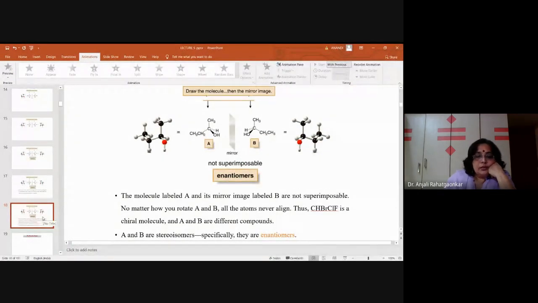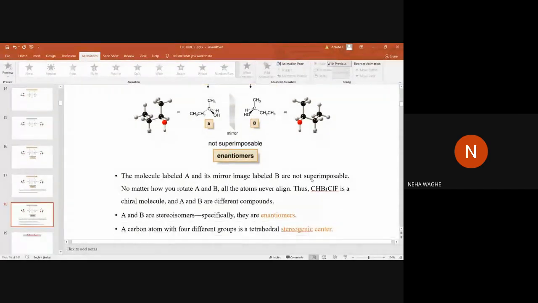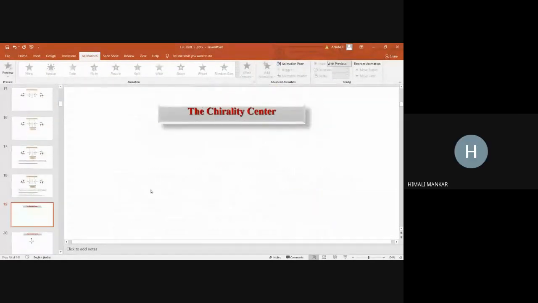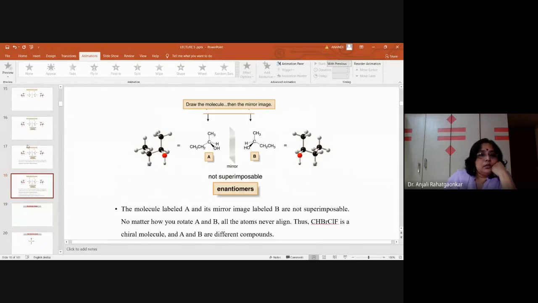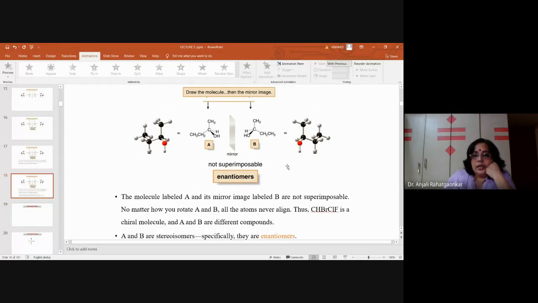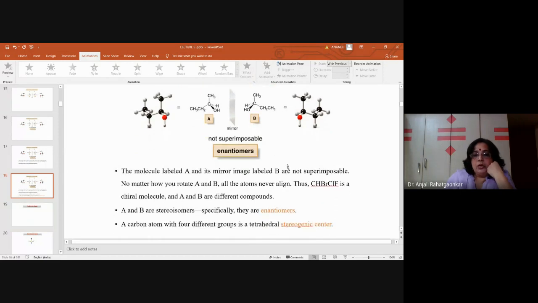Yes. Carbon 2. Yes. Carbon atom. Now, these two carbons are the chiral centers. So they are also called stereogenic centers. This carbon is a tetrahedral carbon. Four different groups are present.